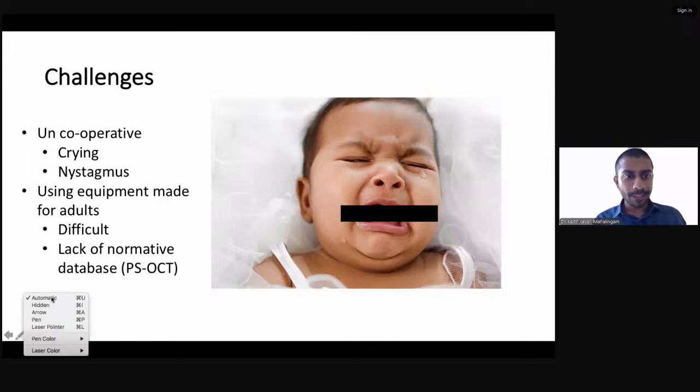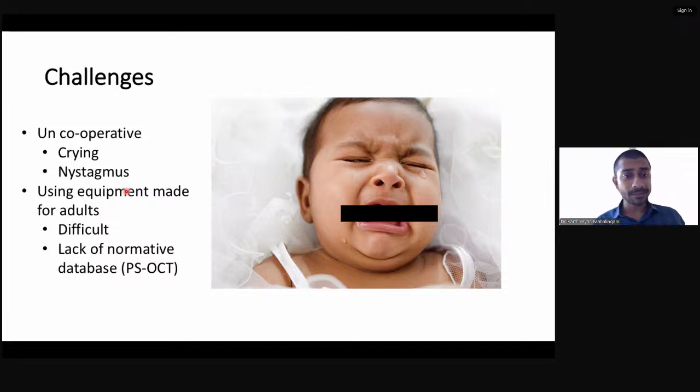As we go for the imaging in pediatric glaucoma, it's always challenging because most of the kids are uncooperative. They'll be crying in the OPD, they will not open their eyes, and most of them have poor vision. They will have nystagmus, which also makes imaging difficult. And most of the equipment is made for adults, so it is difficult to use it in children.